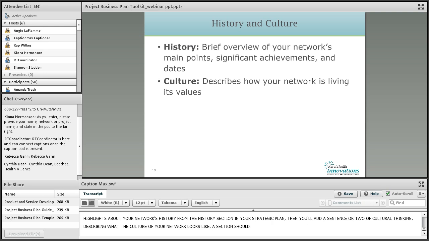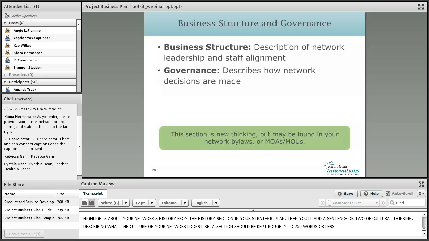To consider the culture of your network, you could ask yourself the question, how are you doing your work while meeting your mission and implementing your work plans? In a way, your culture describes how your network staff lives its values. An example of your culture might be that you have high expectations for excellence, you view your network as a learning organization, and you strive to be helpful and friendly.